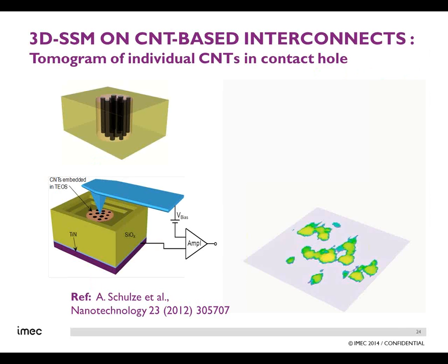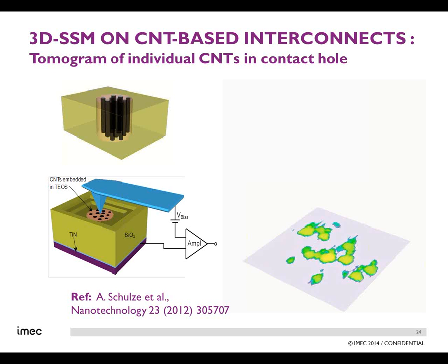Second example is CNT-based interconnects. Interconnect is the way to interconnect transistors between them. It's very important, of course, and we want to have very small interconnects and also very conductive interconnects. So we are looking for alternatives to the current materials used to make interconnects, and one of these potential alternatives is to use CNTs. What is tried here at IMEC is we make vias, we grow CNTs inside these vias, and then fill them with silicon oxide.